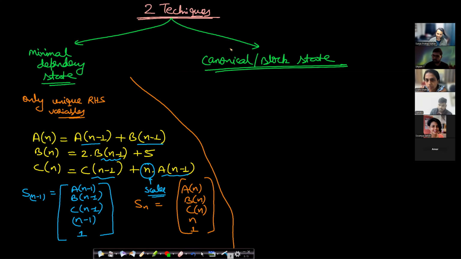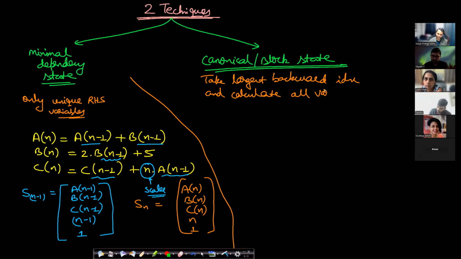So in this case, it says to take the largest backward index and calculate all variables till that index for each type.